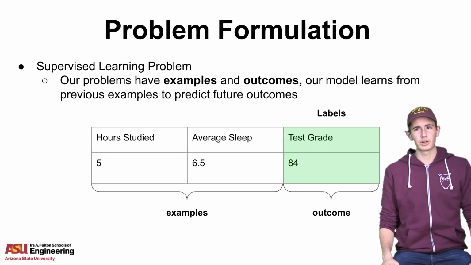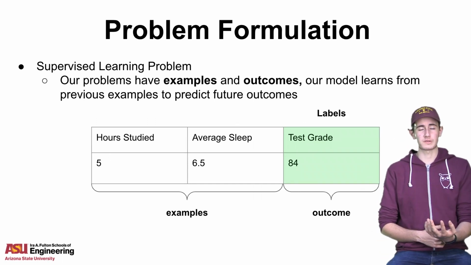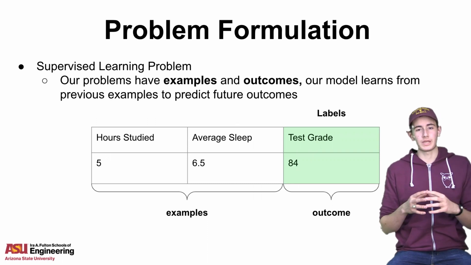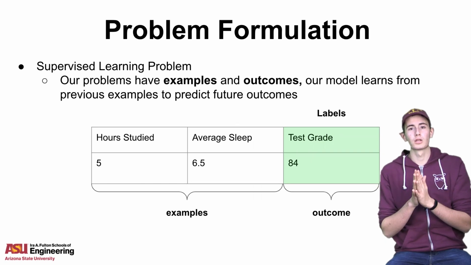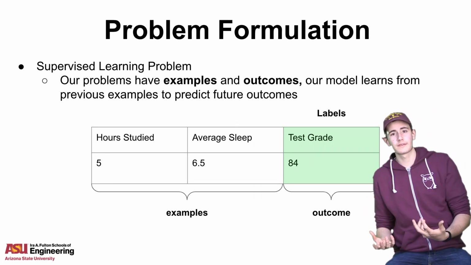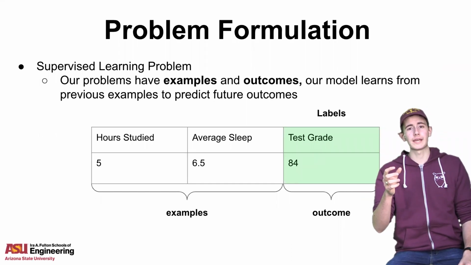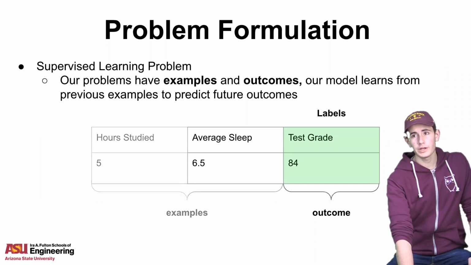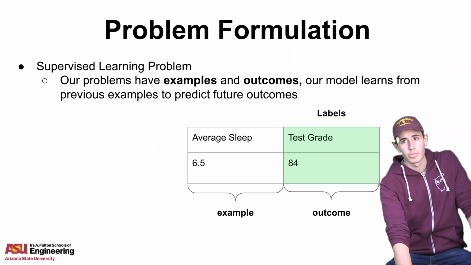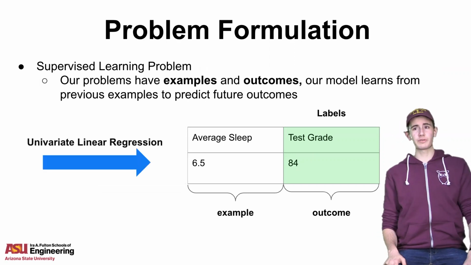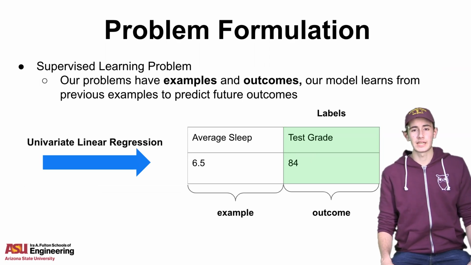Let's start by reviewing what a regression problem is, and more broadly, what a supervised learning problem is. A supervised learning problem is when our problems have examples and outcomes. Our model learns from previous examples to predict future outcomes. In this specific example that we're going to talk about today, we're going to only have one real example and one outcome, one input, one output. And we'll traditionally refer to this in our specific regression problem as univariate linear regression.